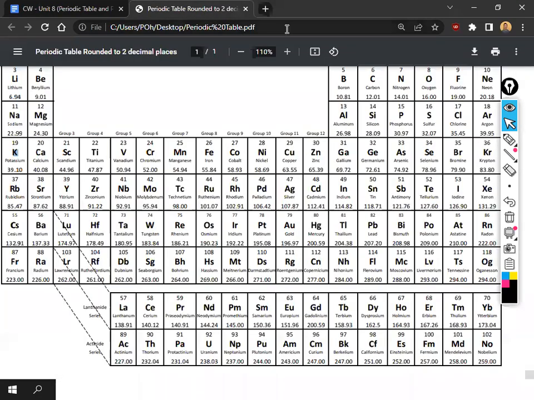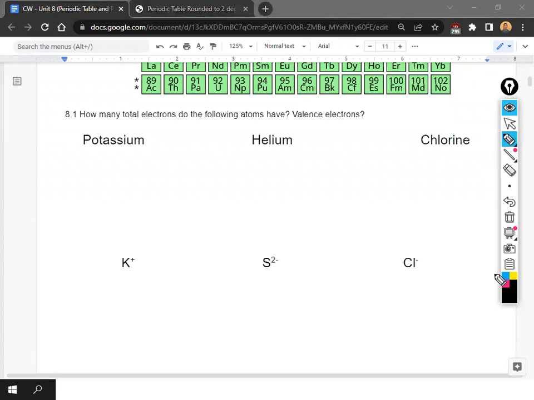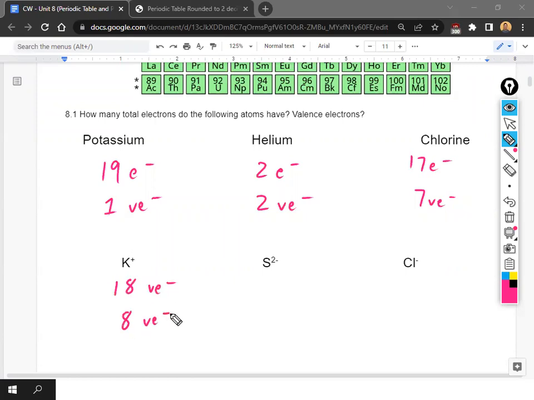Potassium, very easy. How many total electrons? 19. 19 total electrons. And how many valence? 1. So 19 electrons and 1 valence electron. Helium, there's going to be 2 total electrons and 2 valence electrons, okay? Chlorine is going to be 17 electrons total, and it's going to have 7 valence electrons. Good? Okay. Potassium, or the ion, is going to get a little bit trickier, but you're going to have 18 total valence electrons, and you're going to have 8 valence electrons.